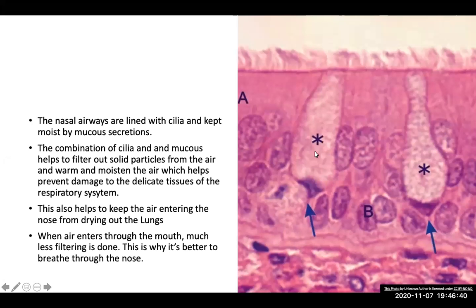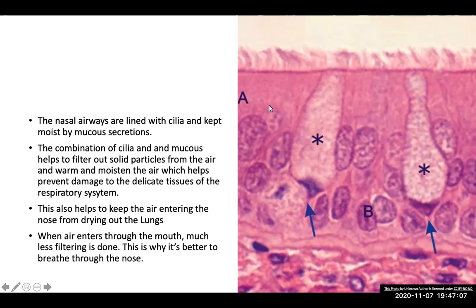Here's a look at some of the histology of the nasal cavity and the lining of the respiratory tract in general. This is pseudostratified ciliated columnar epithelium, and these asterisks are goblet cells, which will secrete the mucus, which will trap any harmful substances that get into your respiratory tract. And the cilia will move the mucus along the respiratory tract.